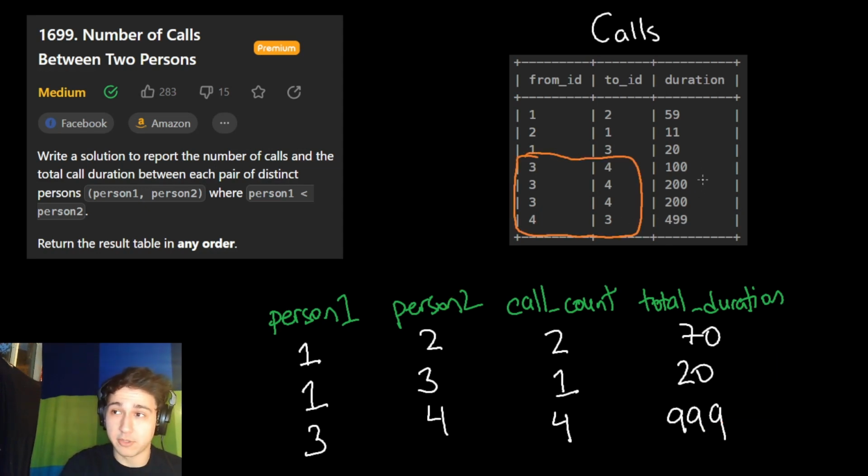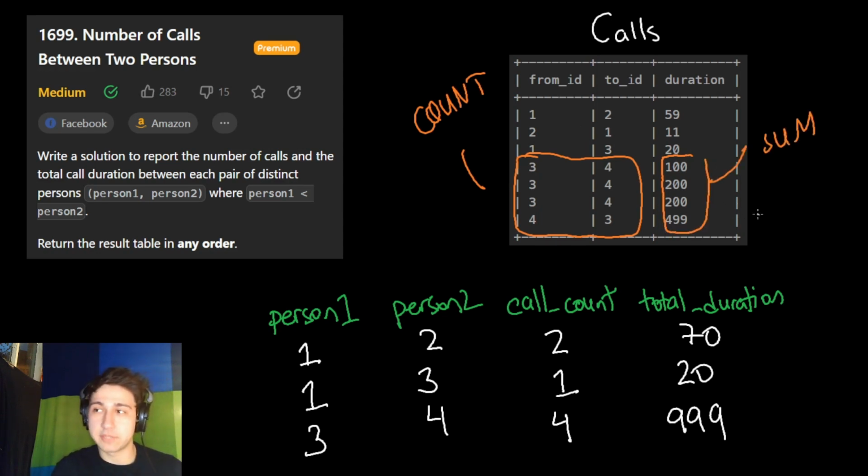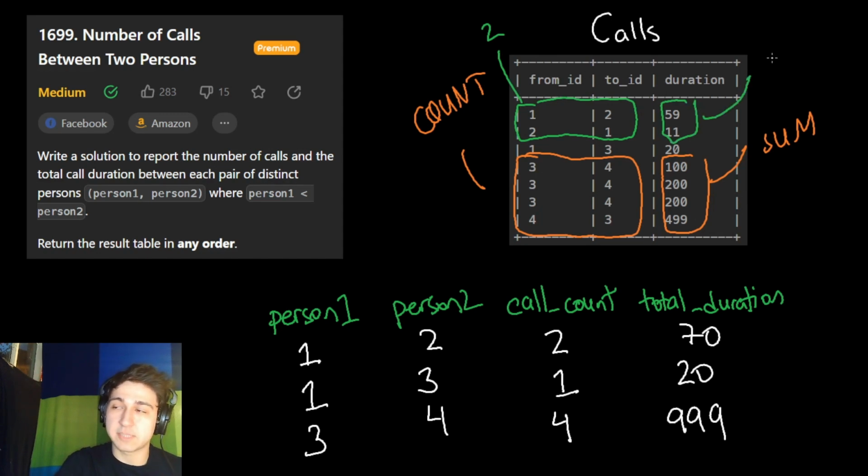That's a pair of people, 3 and 4. We're going to want to perform the count on this, how many rows there are, and then we're going to want to sum these, right, to get how long they were on the phone together. In the same way, we have another group, 1 and 2. They had 2 phone calls together. We want to count how many rows there are, 2, and then sum how long they spent on the phone together, right? But then our last group will be 1 and 3.